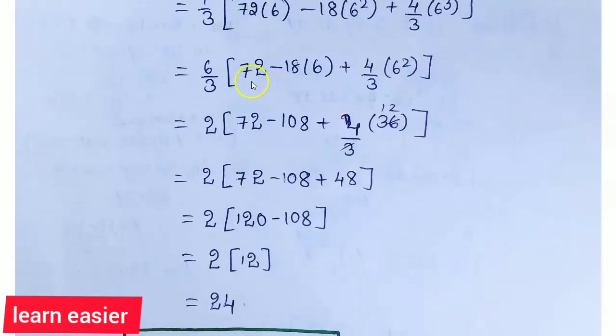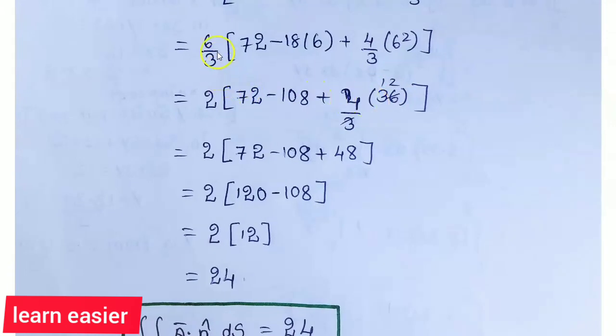Now let's multiply: 72 minus 18 into 6, which is 108, plus 4 by 3 into 6 square, which is 36. Here we have 3 to 6, so after cancellation we get 2 here, and here after cancellation we get 3 12s. So 4 into 12 is 48. So we get 2 into 72 minus 108 plus 48, and 72 plus 48 is 120, minus 108. So 120 minus 108 is 12. So we get 2 into 12, which is 24.